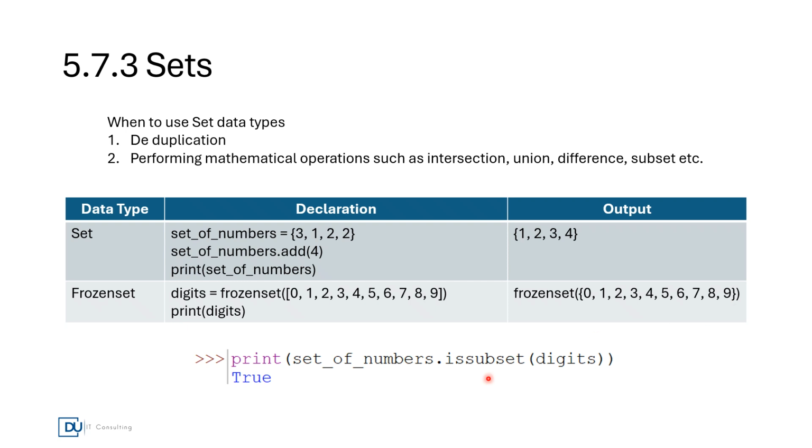Now when I try to print set of numbers is a subset of digits, I get true, because 1, 2, 3, and 4 is a subset of digits. The items 1, 2, 3, 4 are definitely found in the digits.